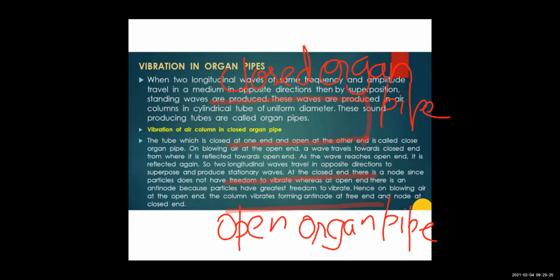The waves of the vibrating air column that are formed in these organ pipes are examples of stationary waves. What happens? The air vibrates and produces a longitudinal wave, and as this wave travels to the closed end, it gets reflected from that end, and then due to the superposition of the incident wave and the reflected wave, stationary waves are formed in the pipe. Right?